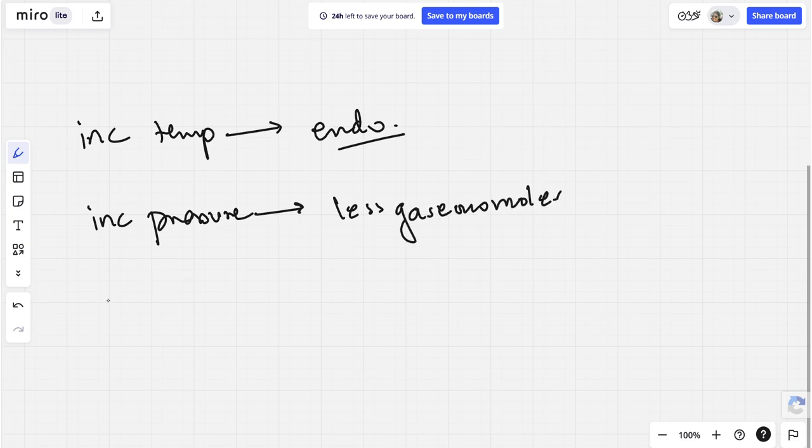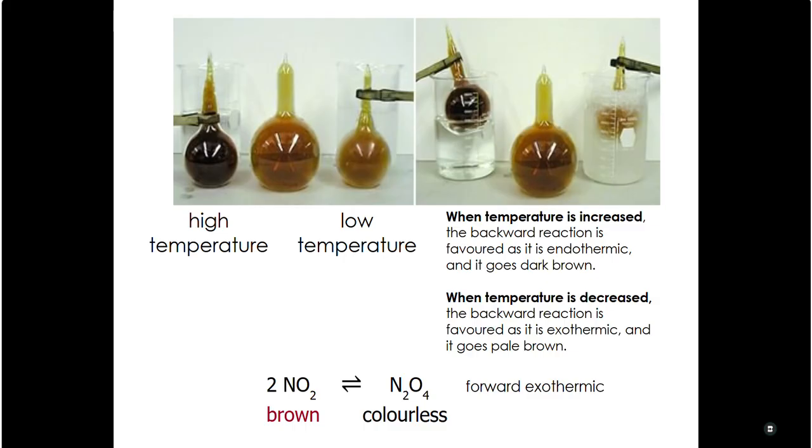Alright, and then over here you have to remember, catalyst has no effect. I repeat, catalyst has no effect, as it only increases the rate of reaction. If I add the catalyst, the rate of reaction will be increased for both forward and backward, so overall there will be no change at all. Now look at this example over here. This is the equation. The forward reaction is exothermic and the backward reaction is endothermic.